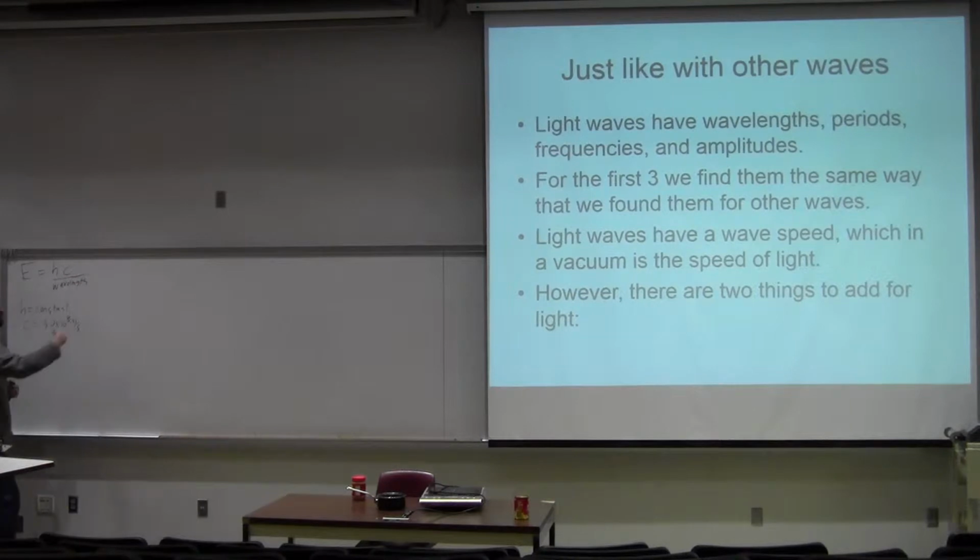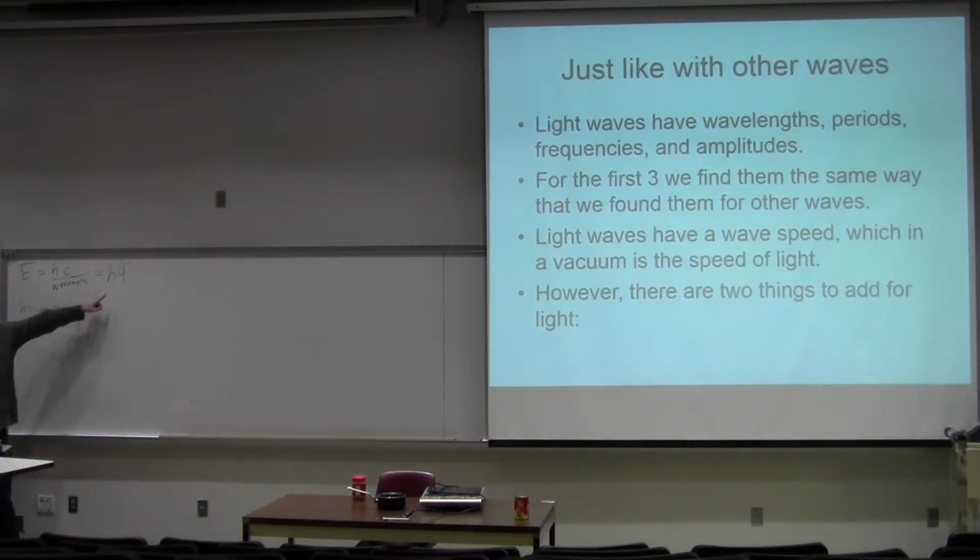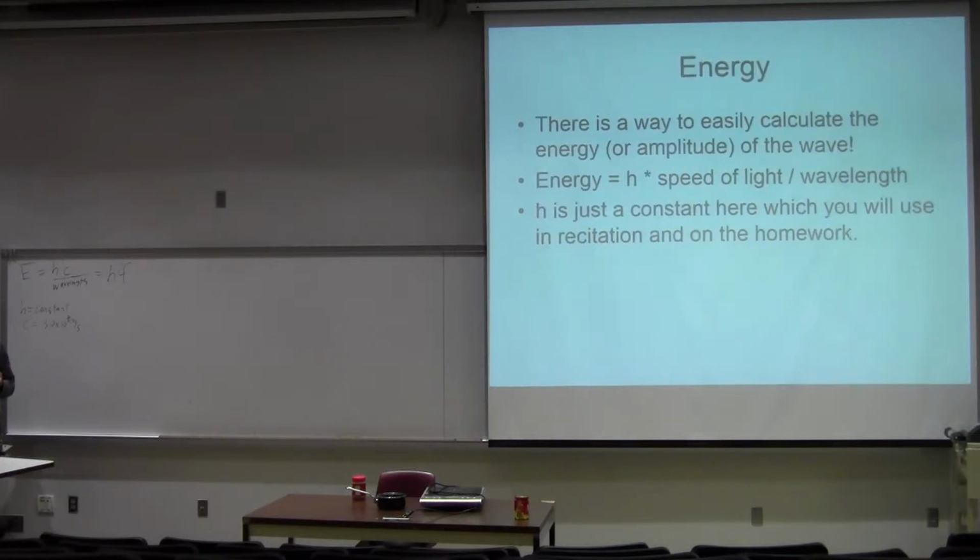Now, it turns out it also equals the constant h times your frequency. So if you have frequency, you use this equation: energy equals the constant times frequency. If you have wavelength, it's h times the speed of light divided by wavelength. In a vacuum, the wave speed is the speed of light.